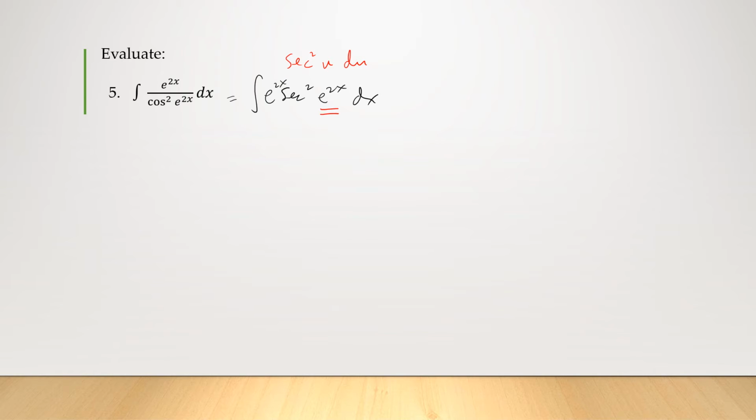So u is e to the 2x and du is e to the 2x times 2 dx. So the missing constant is 2. We already have e to the 2x dx. So our answer here is 1/2. And the integral of secant squared u du is tangent of u, or tangent e raised to 2x plus c.